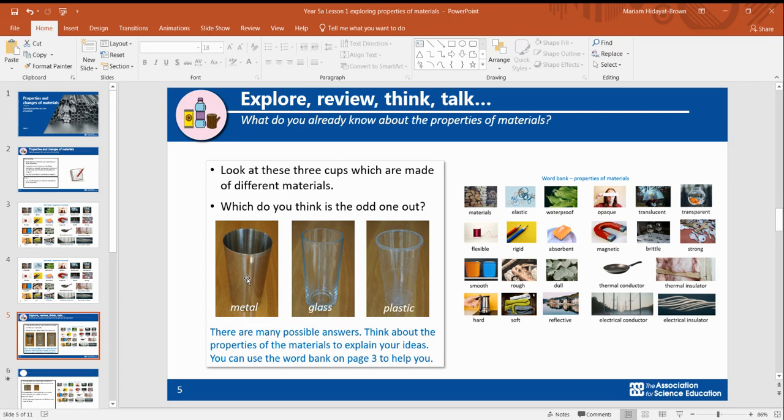So you might want to think, well, actually, they're all the same because they're all waterproof, aren't they? They all keep in water. What else could we say about them? Well, are they all rigid? Do they all keep their shape? Are they all strong, for example? Are they all smooth? So have a think about those properties there and see about how you could think about which one is different. Maybe have a think about these three words here to help you. Do that now on your piece of paper.